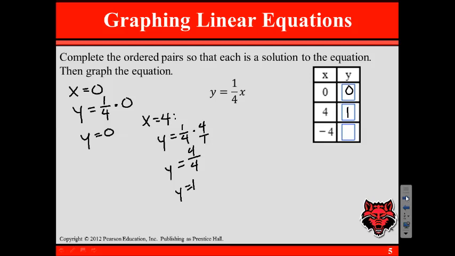And we can go through the same process when x equals negative 4. So we replace x with negative 4, y equals 1/4 times negative 4. I'll go ahead and write this as negative 4 over 1. Multiplying numerators and denominators gives us negative 4 over 4. And once that is reduced, y equals negative 1. So now we have filled in our table. Let's go to the next slide and use these 3 ordered pairs to graph the equation.